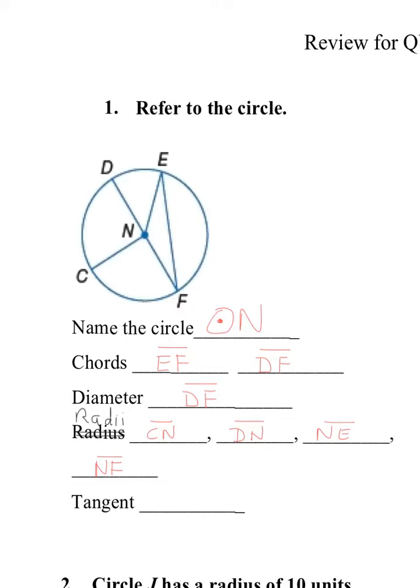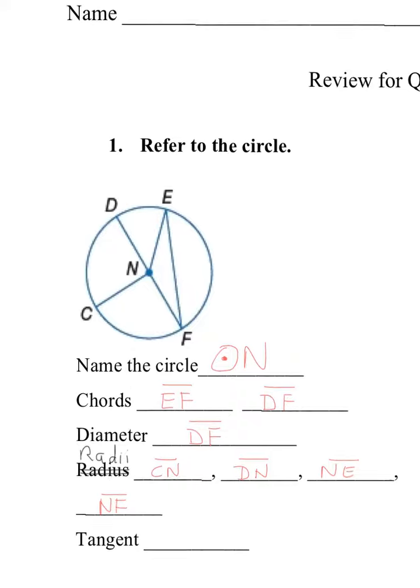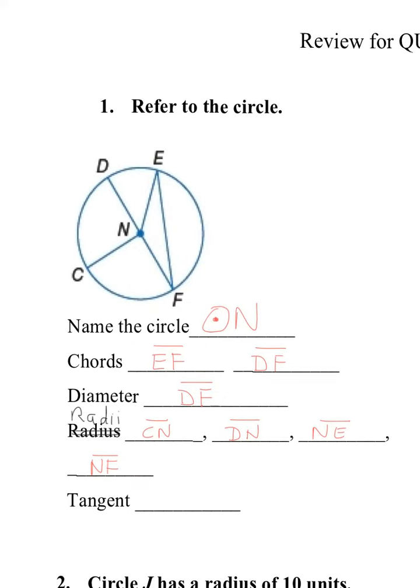So the chords are EF, DF, that's a special one because it's also a diameter. The radius is basically radii because it's more than one. It's CN, DN or ND, NE or EN, and NF or FN.